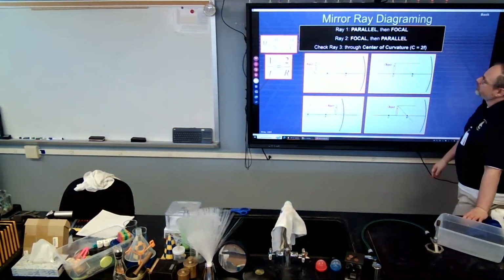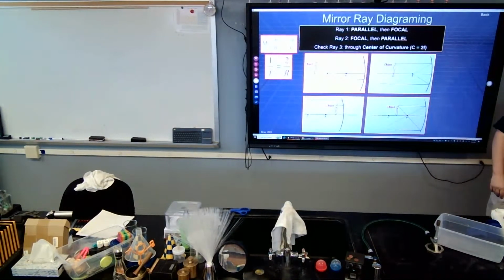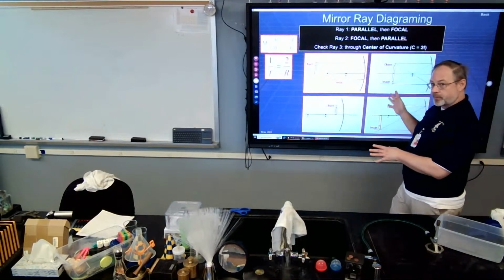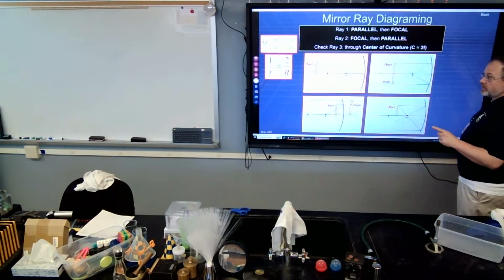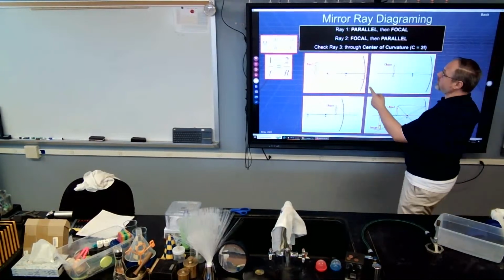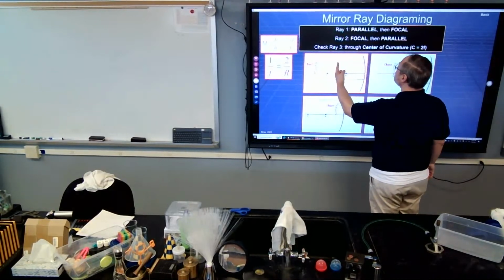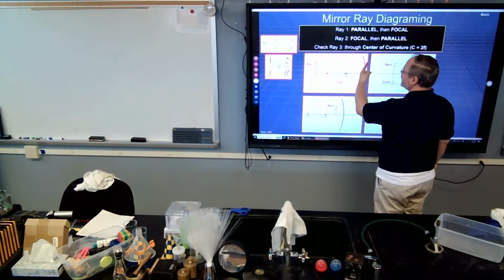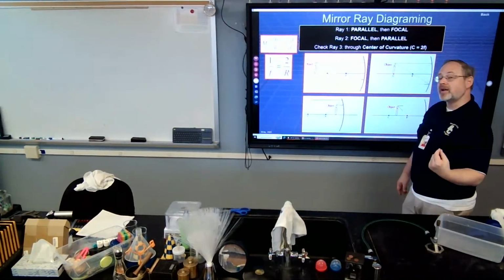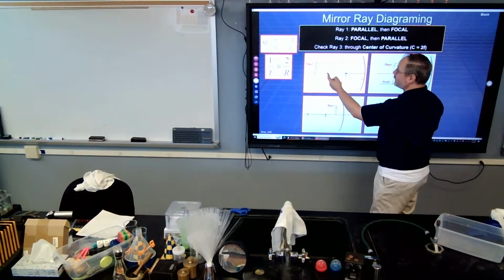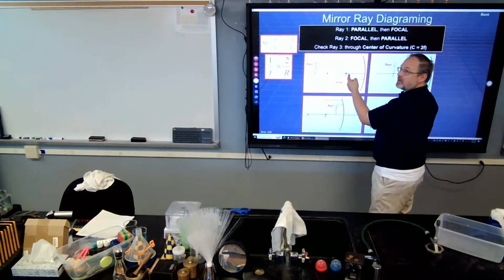Okay, so here's how the ray diagramming works. I'm going to give you this and we're going to do a couple together. The first ray that we draw runs parallel to the principal axis and then through the focal point. If the focal point is not given, you draw it. You measure the center of curvature and then halve it. That's the focal point.